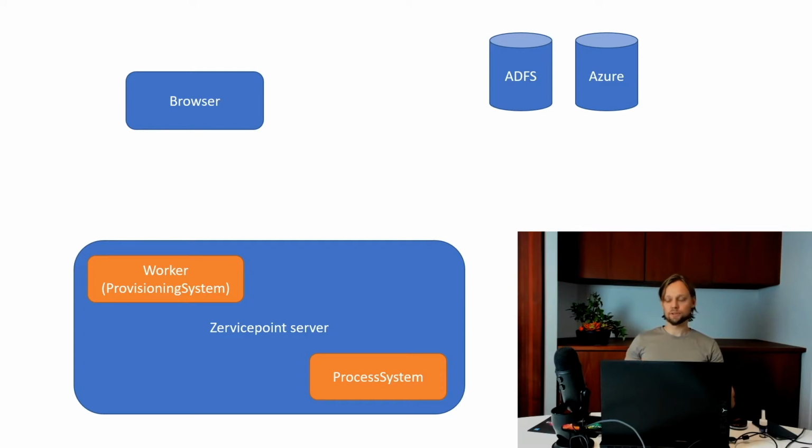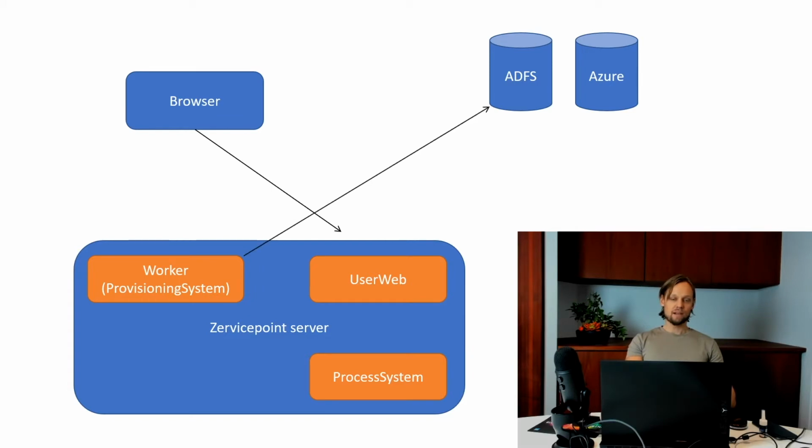So what we've been doing traditionally, and we have the user web as well, is that when you place an order in the user web, the provisioning system goes to the ADFS to get a ticket, or a token rather, and then polls the process system with this authentication token saying, give me the provisioning jobs. And the process system supplies all the scripts that the worker needs to run.